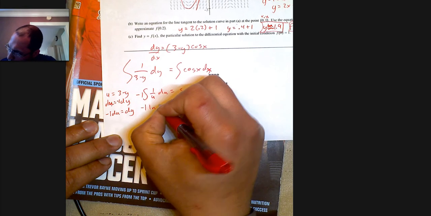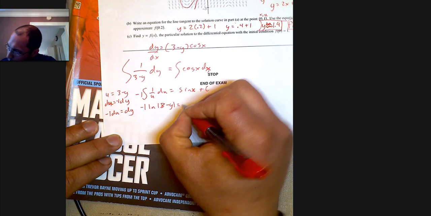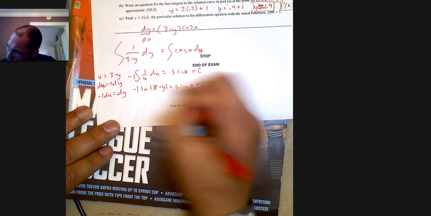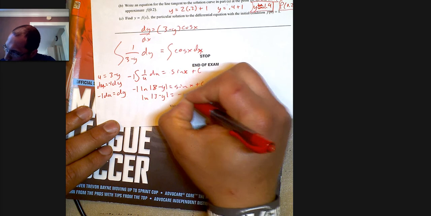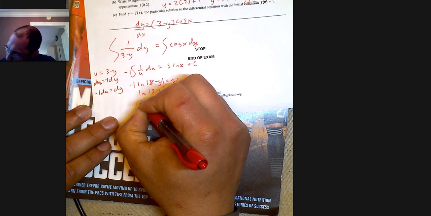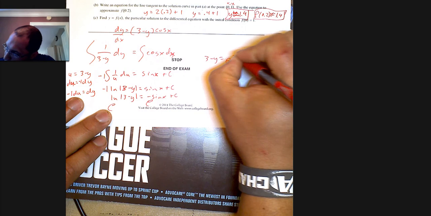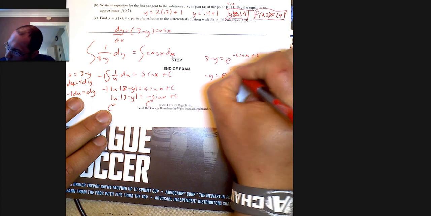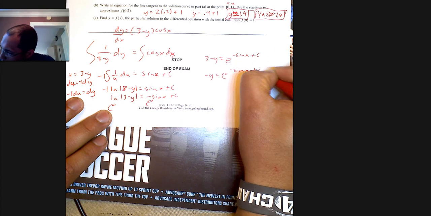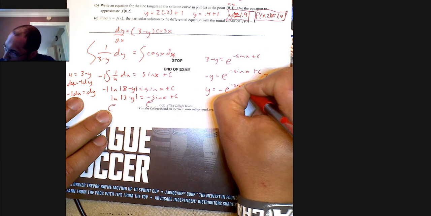Okay, so then that's obviously negative 1 natural log, the absolute value of 3 minus y. Okay, move the negative 1 over. Natural log of 3 minus y equals negative sine x plus c. Drop an e. 3 minus y equals e to the negative sine x plus c. Negative y equals e to the negative sine x plus c minus 3. Move the negative: y equals negative e to the negative sine x plus c plus 3.